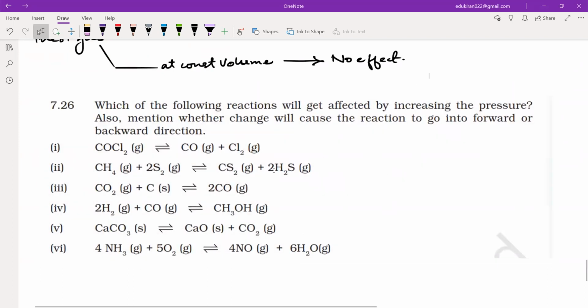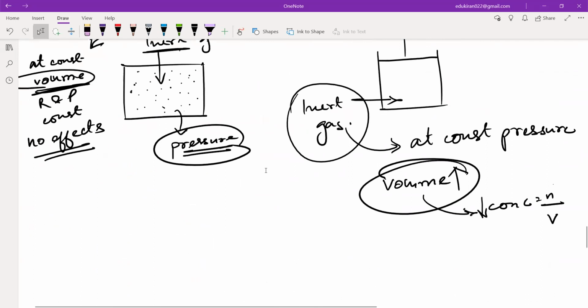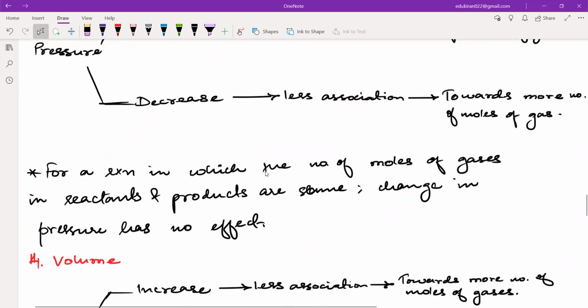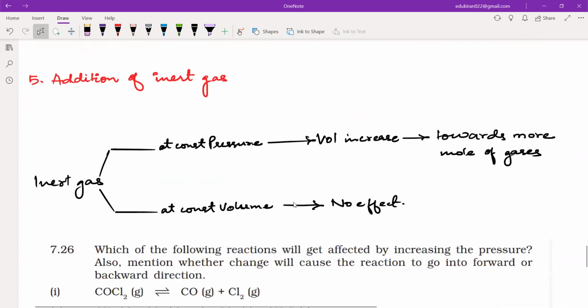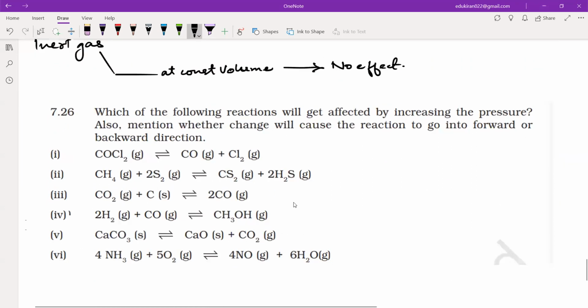So for pressure, you just have to see that for a reaction in which the number of moles of gases in reactants and products are the same, a change in pressure will have no effect. So look at the first reaction. How many moles of gas are there in the reactant? 1 mole. And in the product, how many moles? 2.